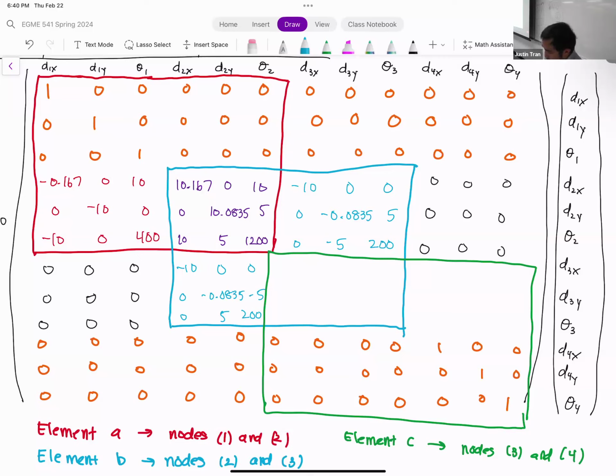All right, next we have another overlap portion. So this is now the overlap portion between elements B and C. Okay. So this is a 10.167, 0, 10, 0, 10.0835, -5, 10, -5, 1200. Okay.